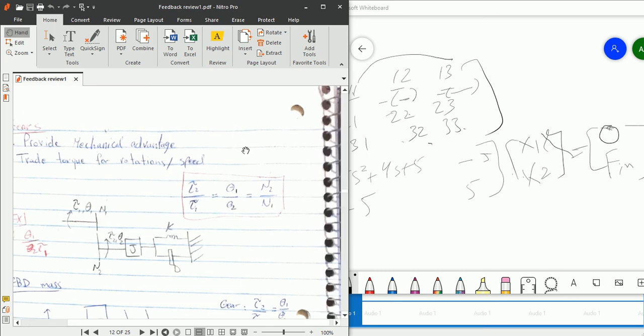Now this formula we discussed in the first chapter: T2 over T1 is equal to theta 1 over theta 2 is equal to N2 over N1. You must keep this in mind. Where you have a greater number of teeth, you will have greater diameter, so R2 over R1 is directly proportional. Greater number of teeth, greater torque, but speed will be inverse. Therefore theta 1 over theta 2: where you have a greater number of teeth, you will have less RPM, less rotation, and where you have a lesser number of teeth, you will have greater RPM and less torque.